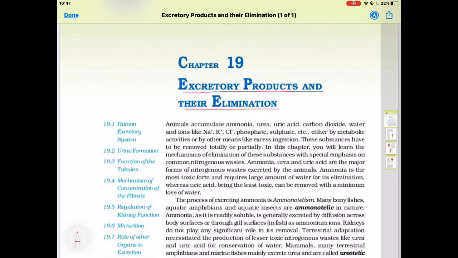Animals accumulate ammonia, urea, uric acid, carbon dioxide, water, and ions like sodium, potassium, chlorine, phosphate, sulfate, etc., either by metabolic activities or by other means like excess ingestion. Because of the metabolic activities, some waste is generated, or sometimes their intake is more, so they are more in our body. These substances have to be removed totally or partially.